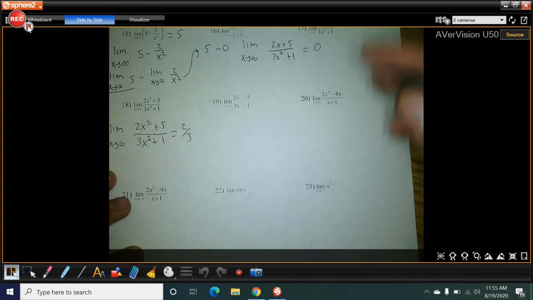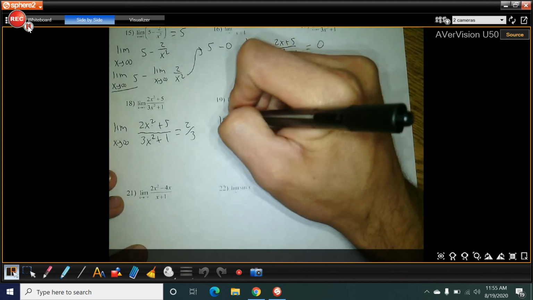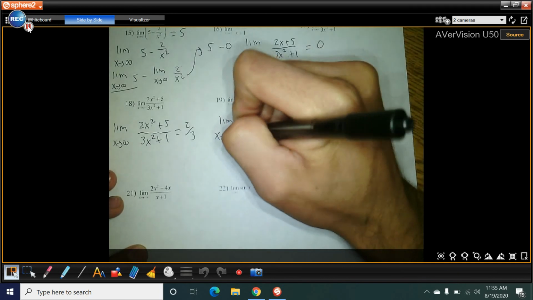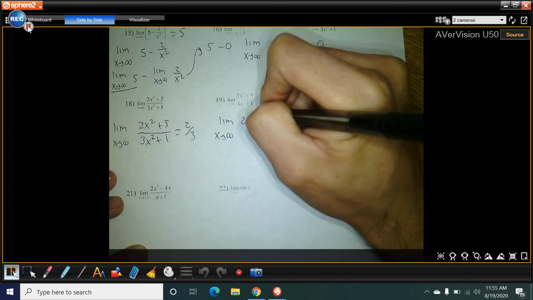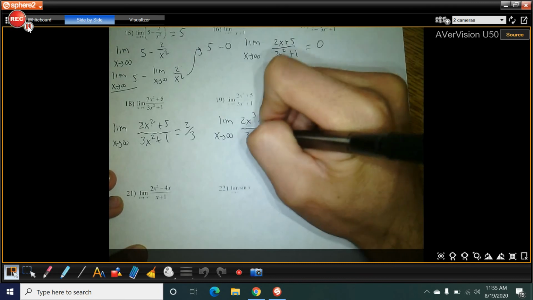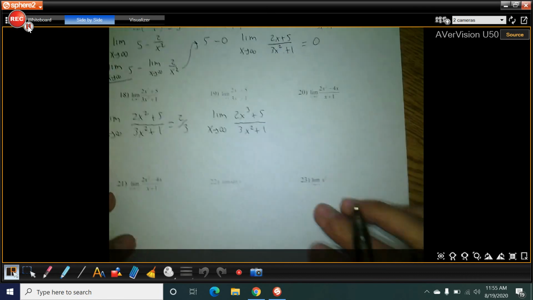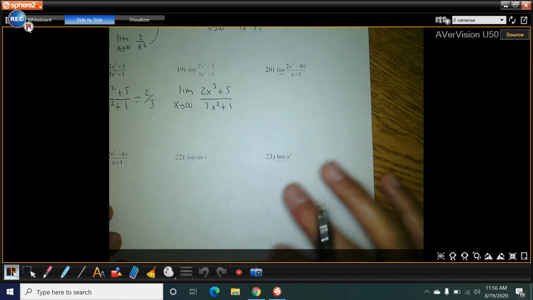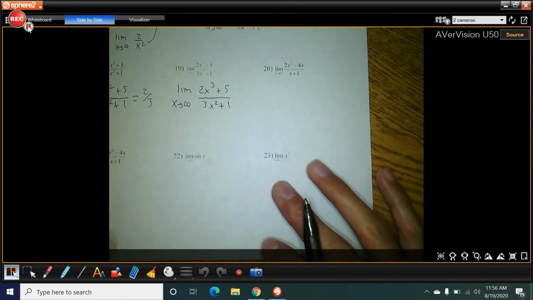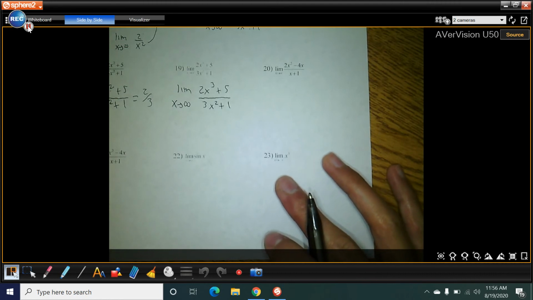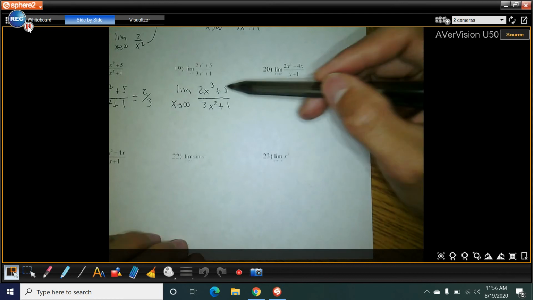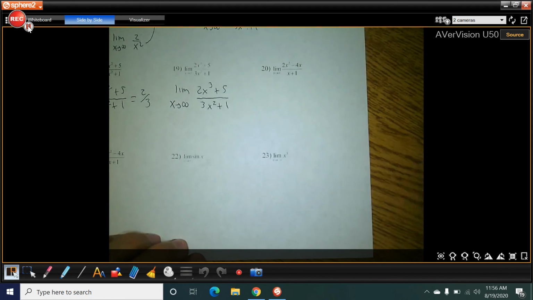We've got another one down here, which is the limit as x approaches infinity of 2x to the third power plus 5 over 3x squared plus 1. And it is now that we've run into a problem. Unfortunately, we're going to have to investigate in a different manner. Notice how the power on the numerator is bigger than the power on the denominator. Therefore, we do not have a horizontal asymptote, we have a slant asymptote.